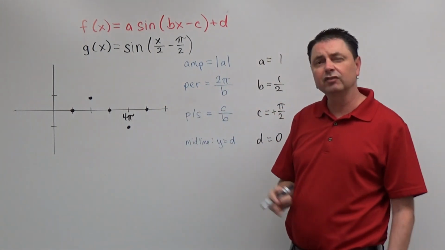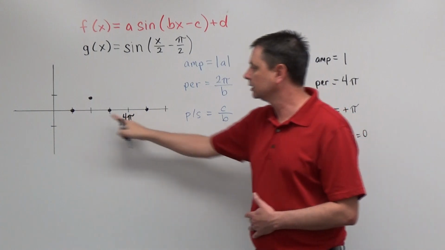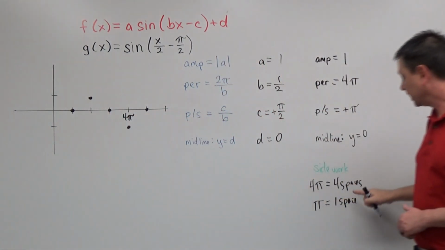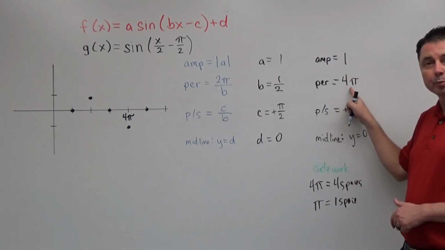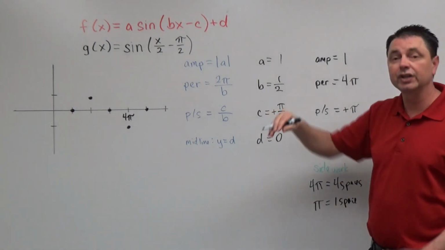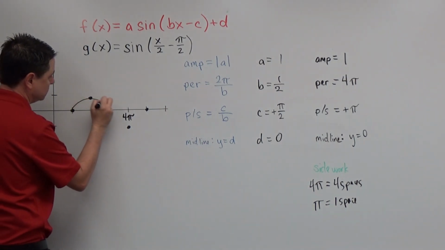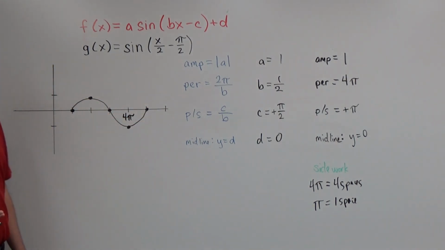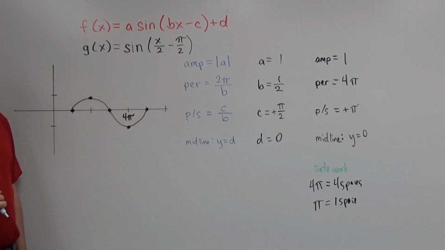on the midline. And if we count from start to finish, it's going to be 1, 2, 3, 4 spaces. We've already labeled 4 spaces as being 4 pi, and that's our period, the distance that it takes to complete one cycle. So let's just finish up the graph. And we've graphed one period of this, one full cycle.